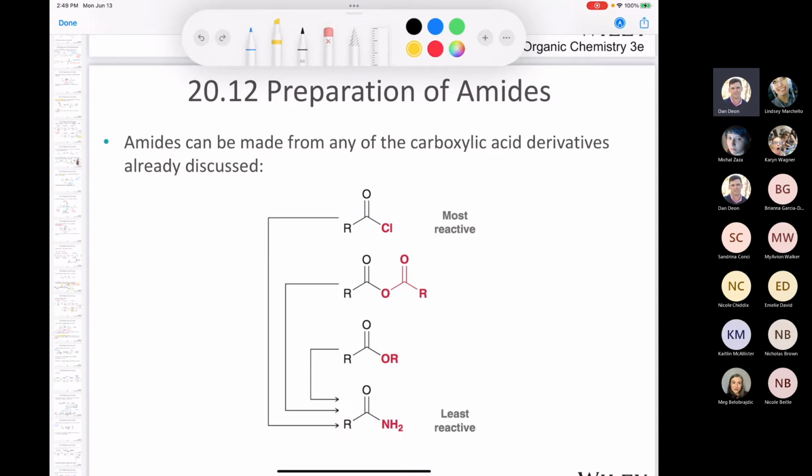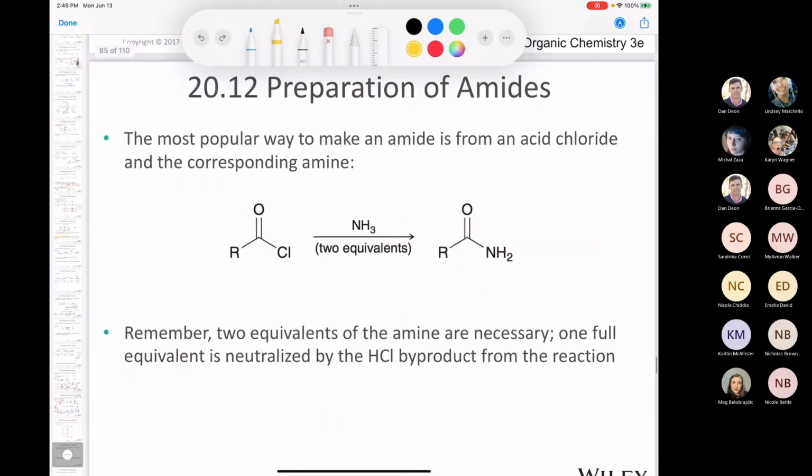Well, the good news is we've already talked about amide chemistry quite a bit. You're wondering, well, give me an example. Well, here's one right here. This is one of the first things we looked at today. Taking an acid chloride, because we talked about acid chlorides in depth, with two equivalents of an amine, and you make a primary amide. If you have a primary amine, you make a secondary amide. And if you have a secondary amine, you make a tertiary amide.